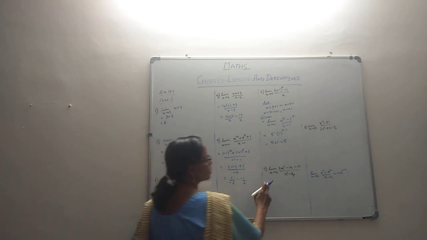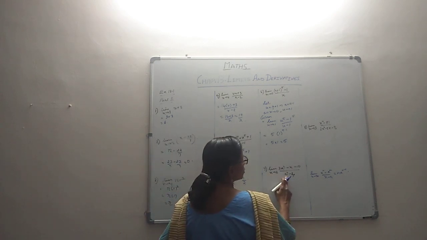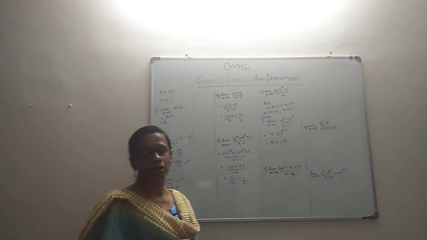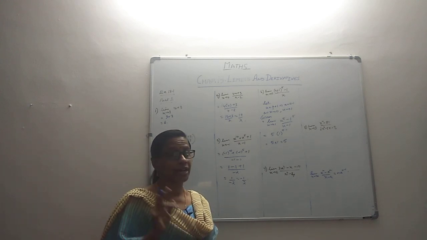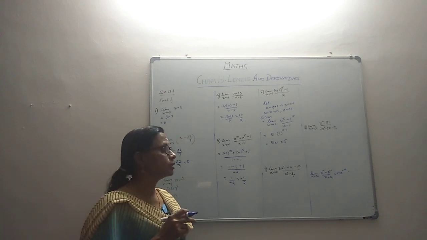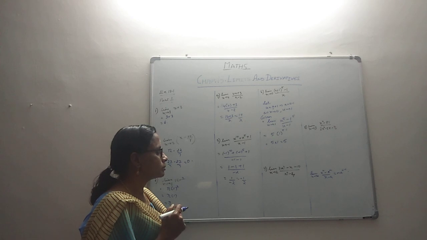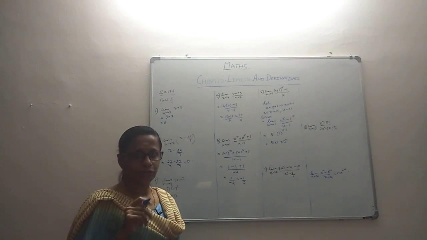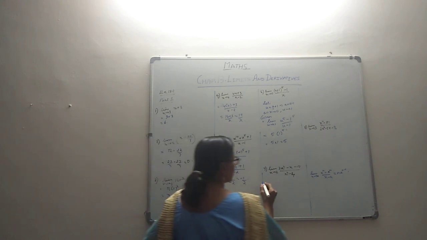Now let's see the next one. Here also substitution is difficult, because 2 squared is 4, and 4 minus 4 will become 0. But in most cases, if you have a polynomial in the numerator and denominator, factorization generally works. So you can factorize the numerator and denominator. Probably certain things will cancel and you will be able to get your answer. Let's see how it is.